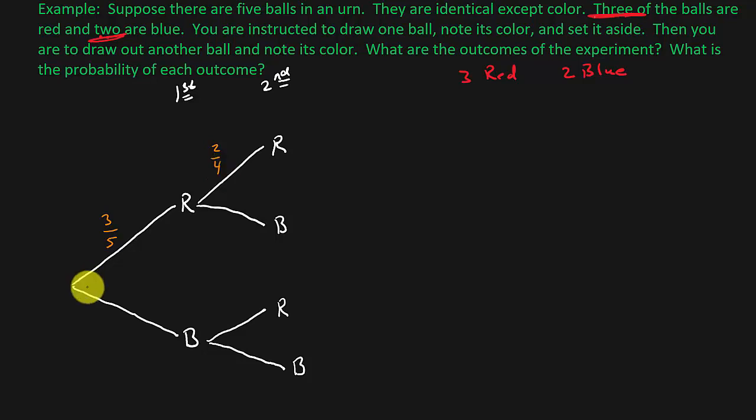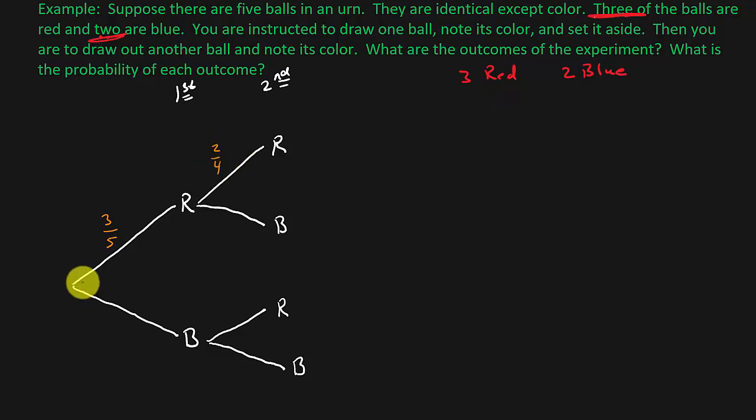All right. So how did we get that? Okay. So let's look at this. So we drew the first ball and it was red. All right. And what did it say to do? It says you are instructed to draw one ball, note its color, and set it aside. So when we draw that first ball, we're putting it to the side. We're not putting it back in the urn. So when we draw that red ball out and set it aside, now instead of 5 balls in the urn, there's only 4. And since it's red, there's only 2 red ones in there. So that probability would be 2/4.